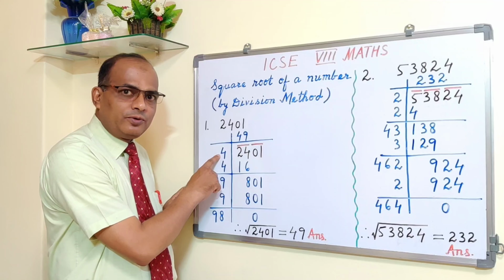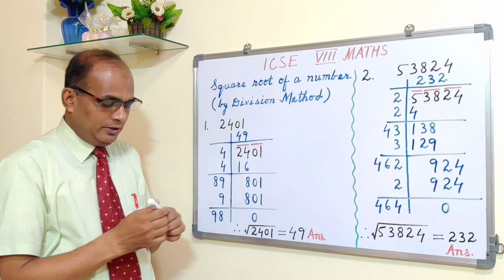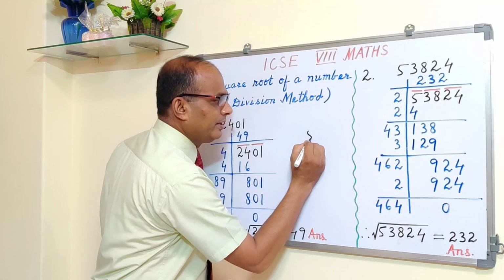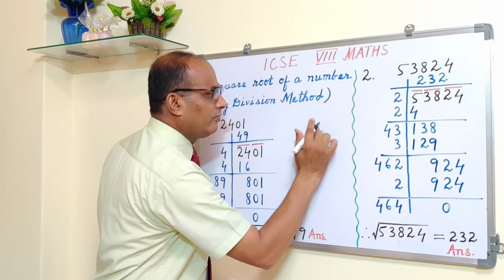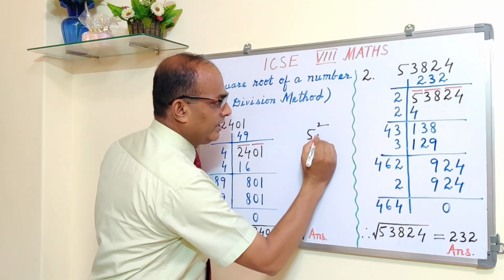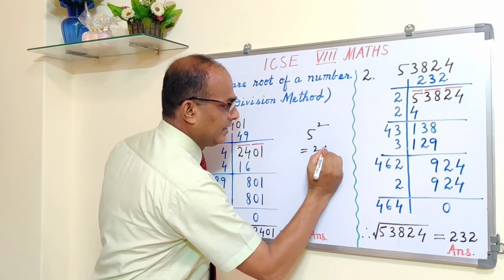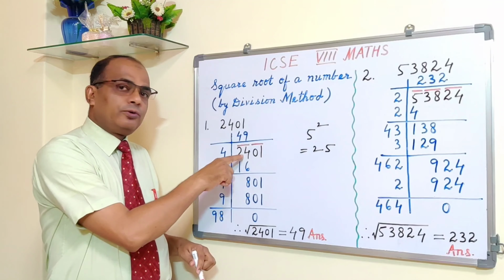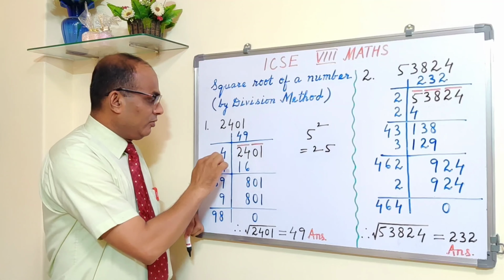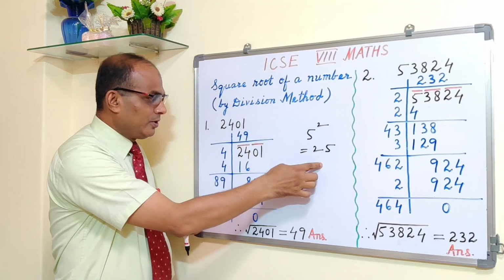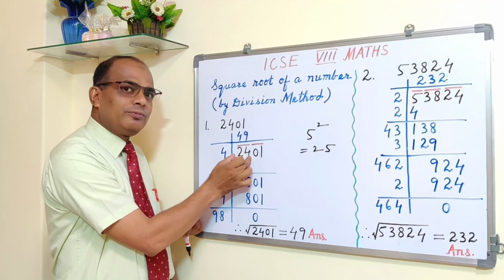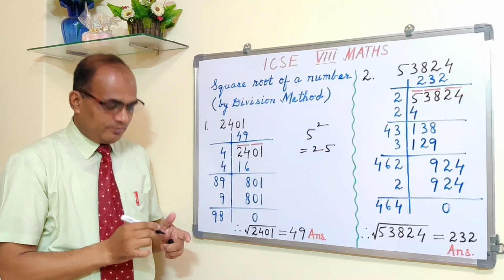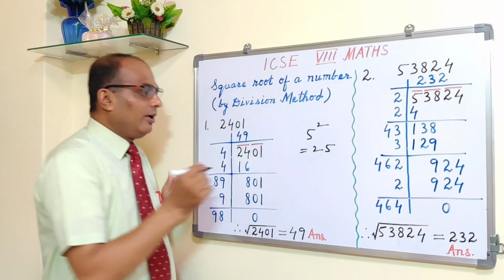Let's see, maybe 4 or maybe 5. Suppose you are guessing 5. So what is the square of 5? The square of 5 is 25, right? And you have here 24. The condition is the square of that number should not be more than 24. It should be either 24 or less than 24. That means the number 5 you cannot take. We cannot take 5.